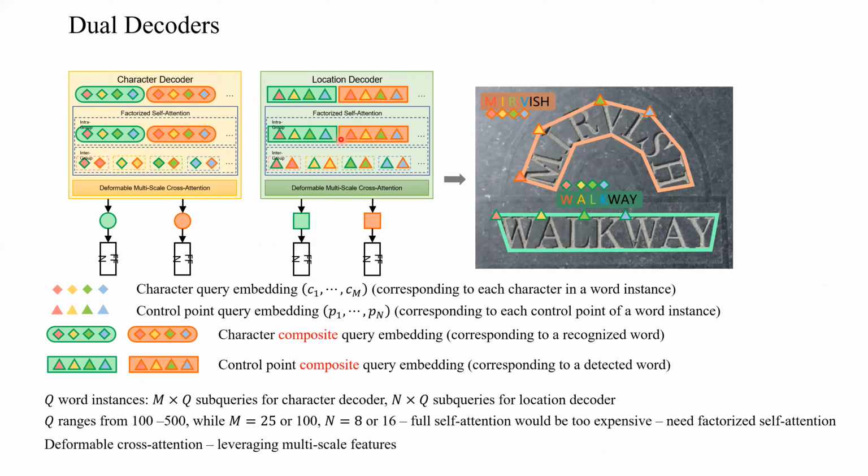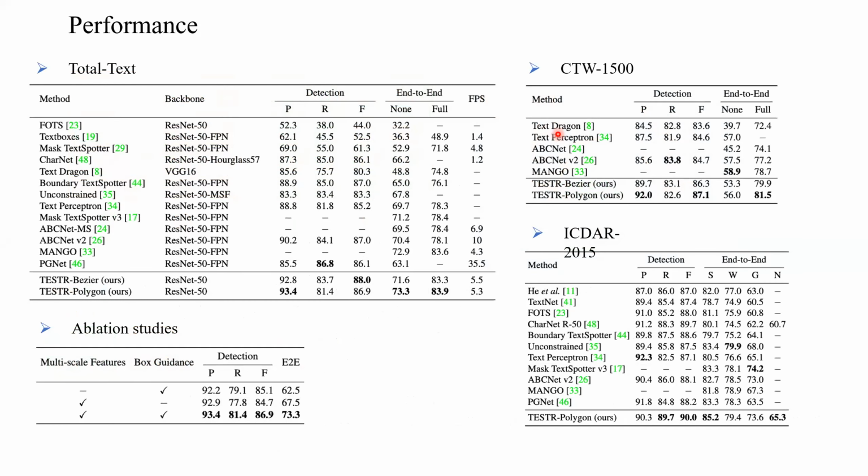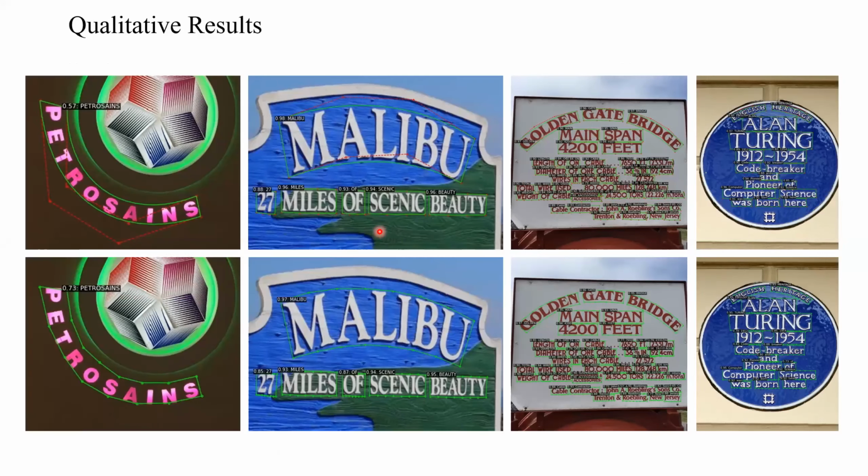For the details, you're welcome to go to the posters and talk to my students, and not just me. Here, the advantage of using transformers is that you can deal with texts of arbitrary orientation. So we achieve competitive results in text spotting.